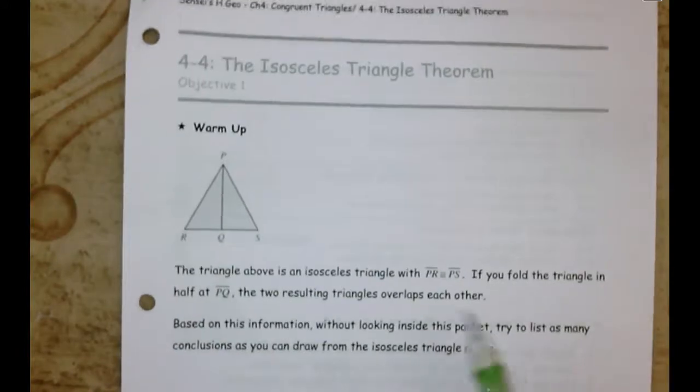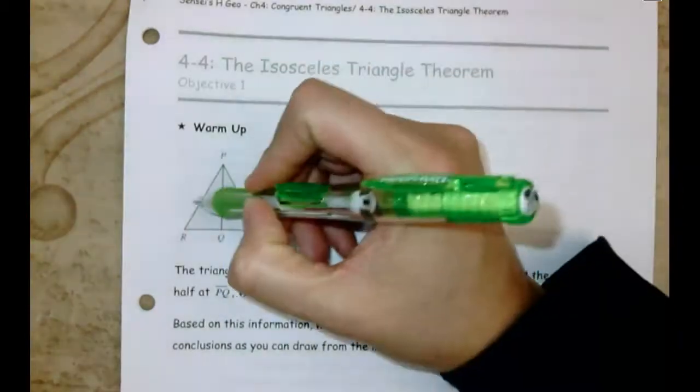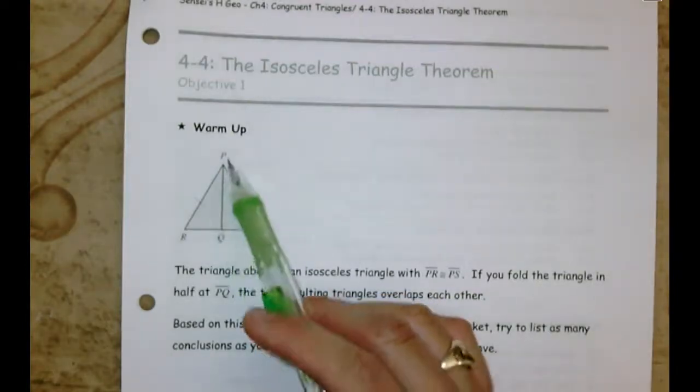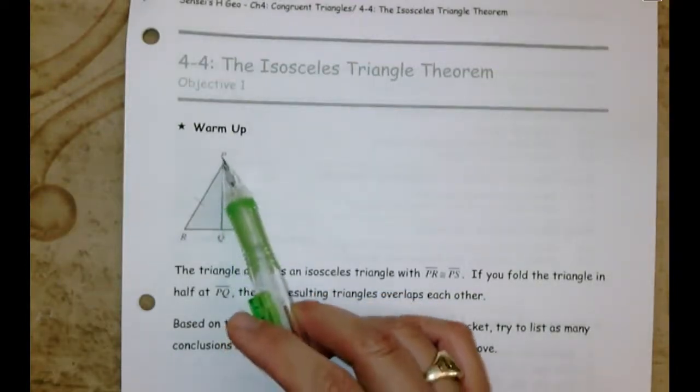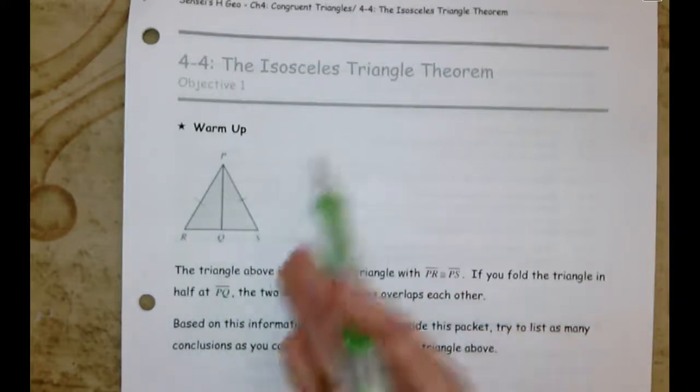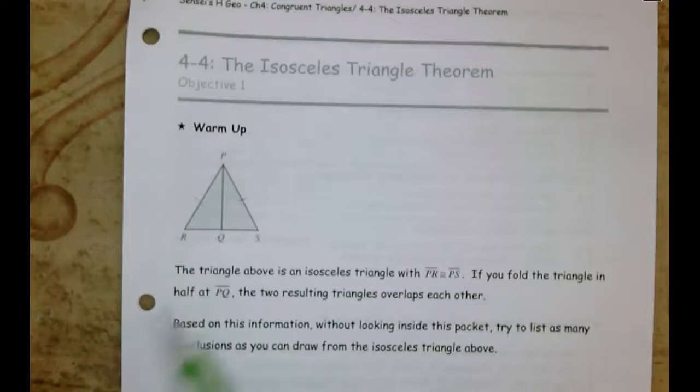And this one, so here's an isosceles triangle, okay? And PR is PS. And if I fold this triangle in half at PQ, these two triangles are actually going to overlap. Okay, so based on this information, without looking inside this packet, try to list as many conclusions as you can draw from the isosceles triangle above.